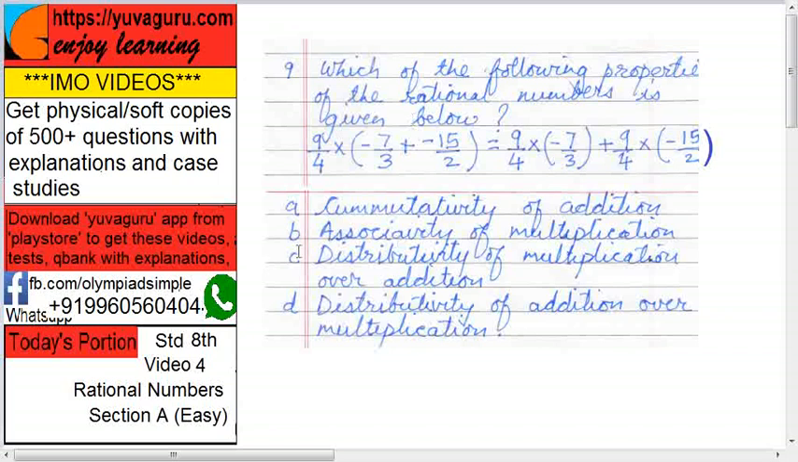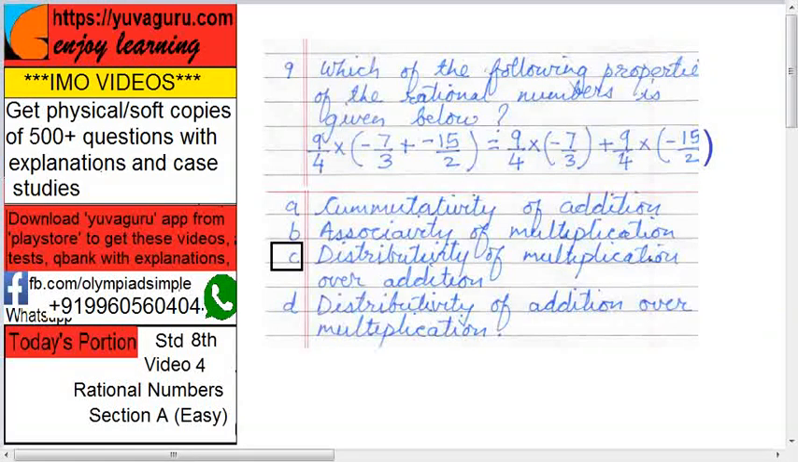But what distributive, C or D? Distributivity of addition over multiplication or multiplication over addition. So it is distributivity of multiplication over addition. Here we are multiplying and this multiplication is distributed between two additions. So that's why the answer is C.